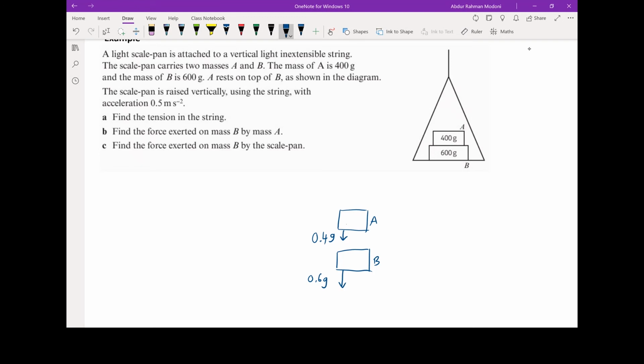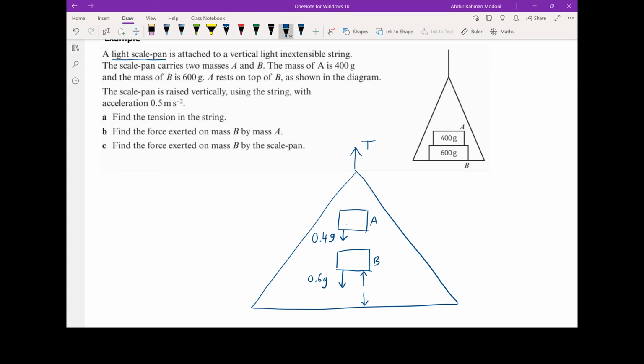I'll draw the scale pan here, again spaced out. I've got the string, so there's tension in the string. I'll label that as T. The scale pan itself is light, as mentioned in this question, which means it has no mass, so no weight there. Now, because there is contact between the scale pan and the object B, there is a reaction force there. So object B feels something pushing up on it, a reaction from the scale pan, and likewise the scale pan experiences something pushing down on it, which is the reaction from object B.